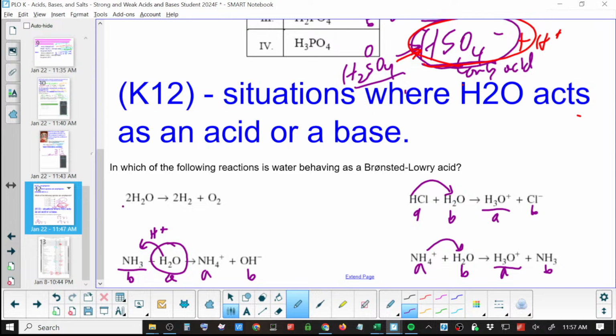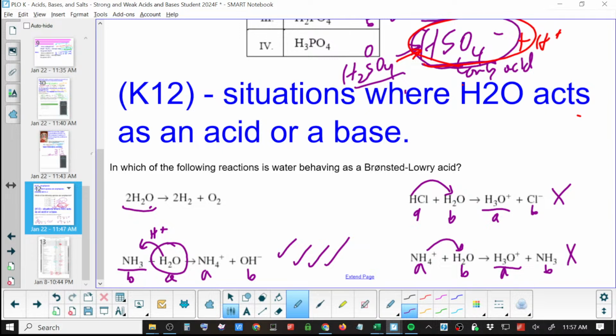What is water acting like in this one? Water in this one's acting as an acid, so there's our answer. It's acting as a base in both of these, so that's wrong. What is water acting like in this one? Proton donor, proton acceptor?